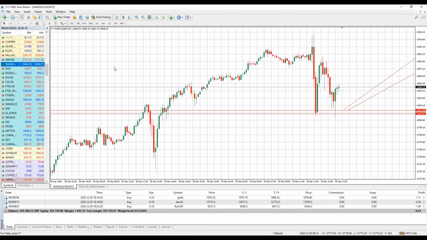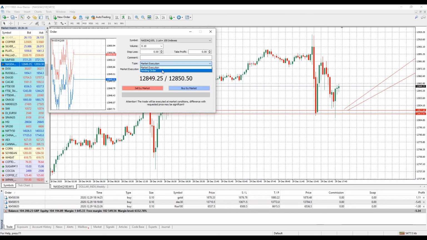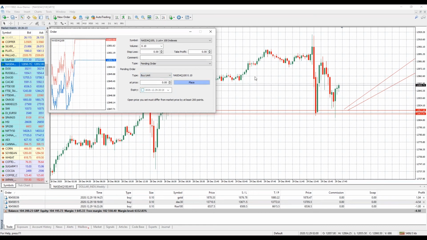With the MT4, I'll demonstrate for you. Here's the NASDAQ. If I want to buy from a lower price, then I need to choose pending order. And then I need to know out of these 4 types of pending orders, buying from a lower price is the buy limit. And then I would program my price, maybe 12,820.